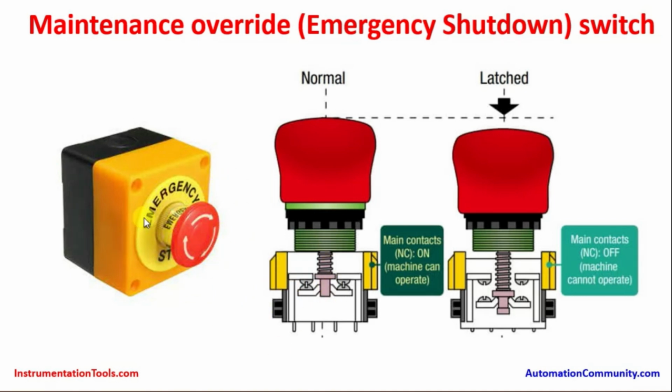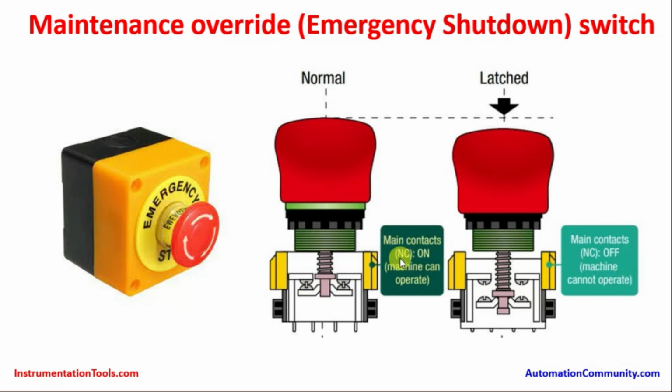So this is the emergency shutdown switch. It will always be red in color at the front, so that operations as well as maintenance personnel know that it is in the normal off position. Whenever the switch is in this position, it's the normal position. The switch contacts are in the closed position. That is why it's mentioned here.